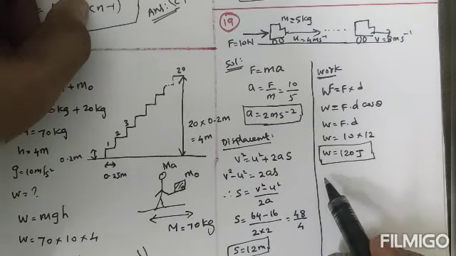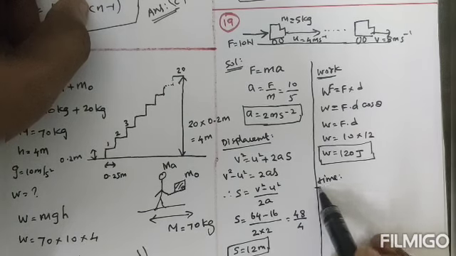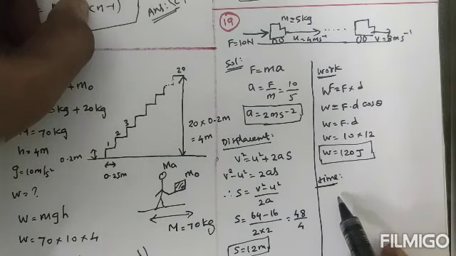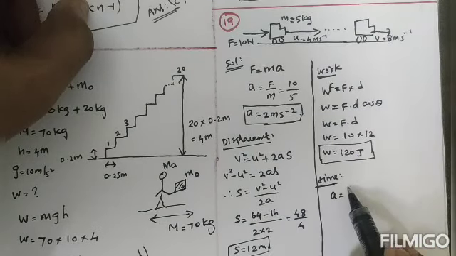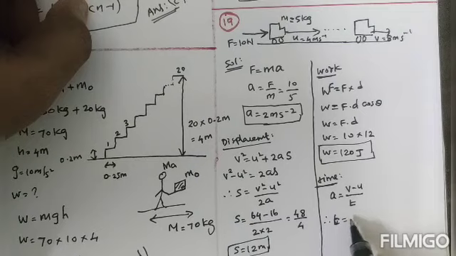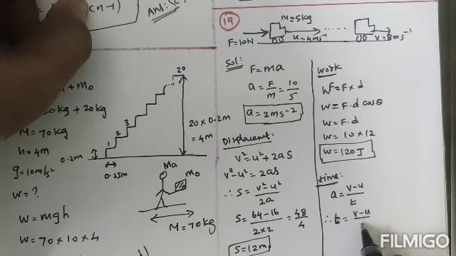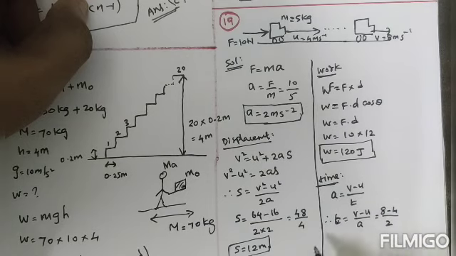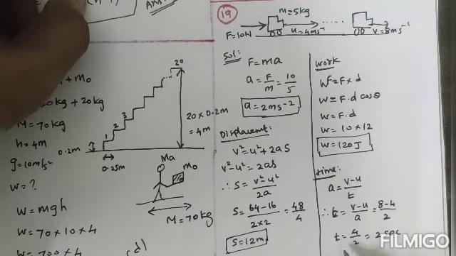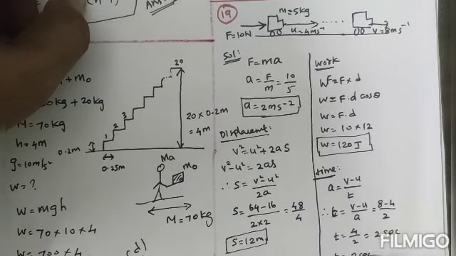And then the last one, the time. We are going to calculate time. Generally, the change in velocity is there, so it is possible to find time by using the acceleration formula. Acceleration is equal to change in velocity divided by time. Therefore time is equal to change in velocity divided by acceleration. So change in velocity, final velocity 8 minus initial velocity 4, divided by acceleration 2 meter per second squared. So time is equal to 8 minus 4 is 4, divided by 2, that is equal to 2 second. So time is equal to 2 second.